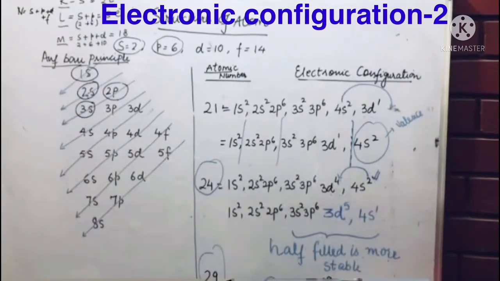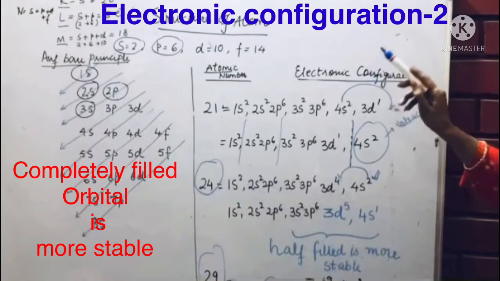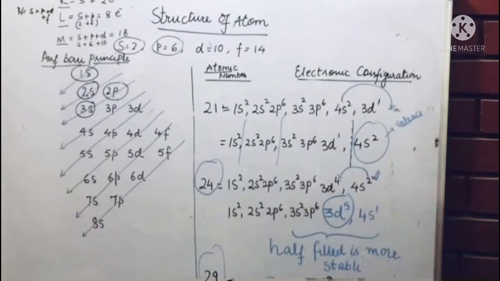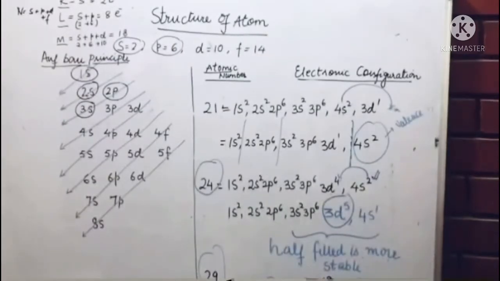3d10 is more stable because the d orbital, the d subshell, can hold 10 electrons. Here it is half filled, here it is completely filled. So half filled and completely filled are more stable.